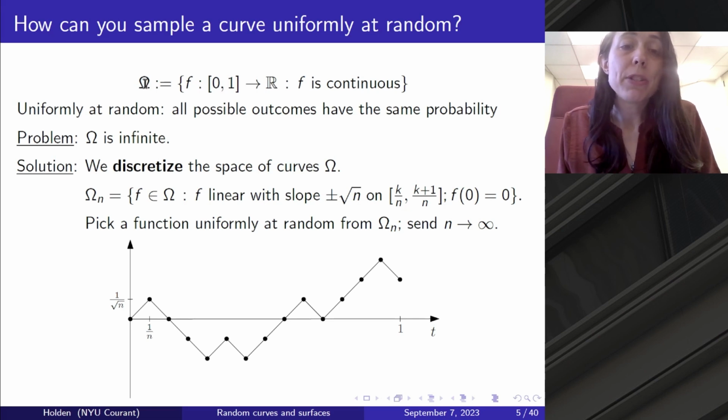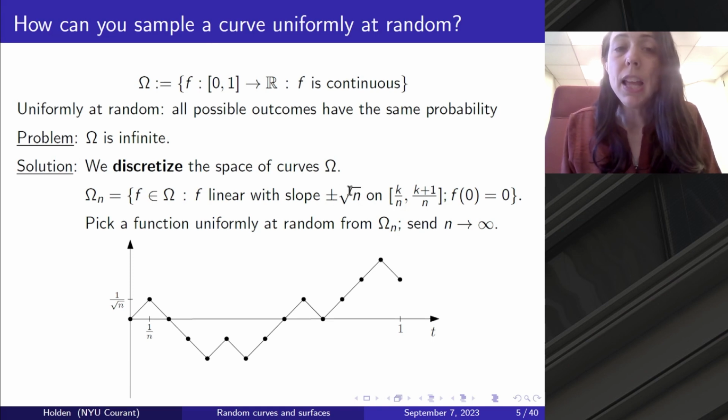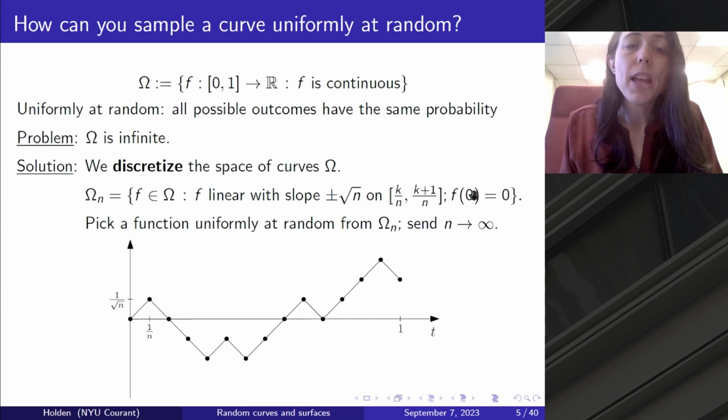So our approach to this problem is to discretize it. We consider curves which are piecewise linear. We fix some natural number n. We divide the unit interval into shorter intervals of length 1 over n. And then we require that the function is linear on each such smaller interval with slope plus minus root n. So the set of functions will be finite if we also require that functions equal 0 when the input argument is equal to 0. So from the set omega n, we can easily pick a function uniformly at random, and we send n to infinity.